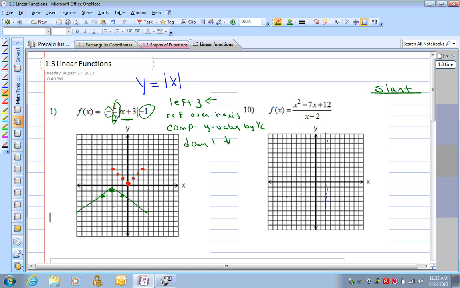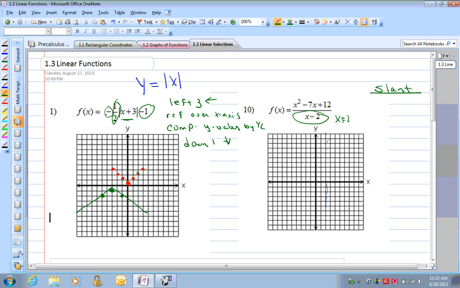Before I do, I'm going to go ahead and find my vertical asymptote. The vertical asymptotes, remember, are our domain restrictions. In a fraction, the only restriction we have is we cannot have a 0 in the denominator. So in this case, 2 would create a 0. So 2 is our restriction. So x cannot equal 2, which becomes our vertical asymptote.